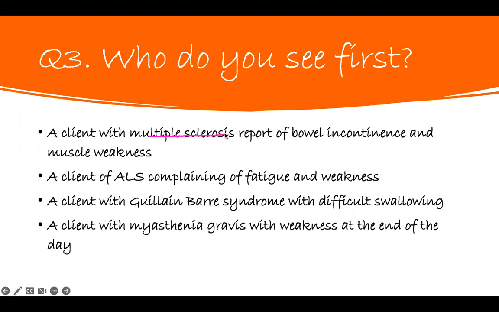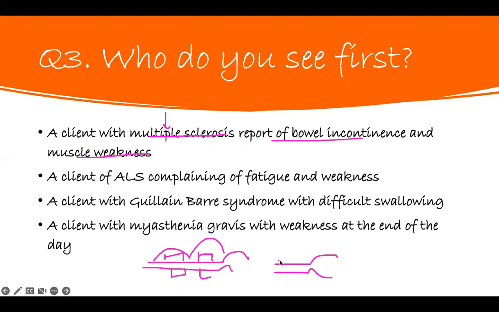A client with multiple sclerosis, report of bowel incontinence and weakness. I know multiple sclerosis is a demyelination issue, basically the nerves losing myelin. Myelin is fat on top of the nerves, and it helps the nerve transmit information quickly. Multiple sclerosis people, they don't have myelin. Myelin is gone, so information takes a long time. So they have neurological issues, mostly bowel, bladder, weakness, and the disease goes on, relapsing and remission.